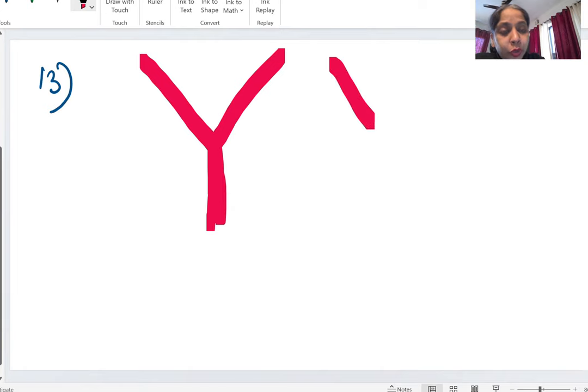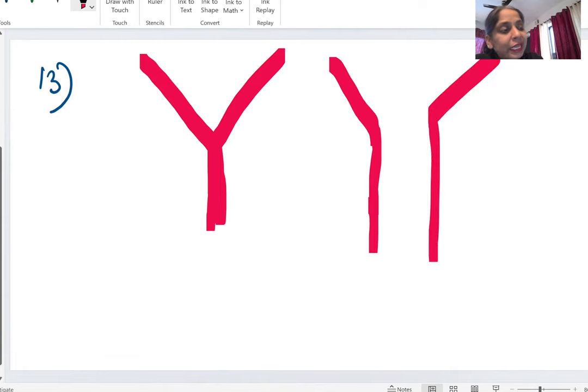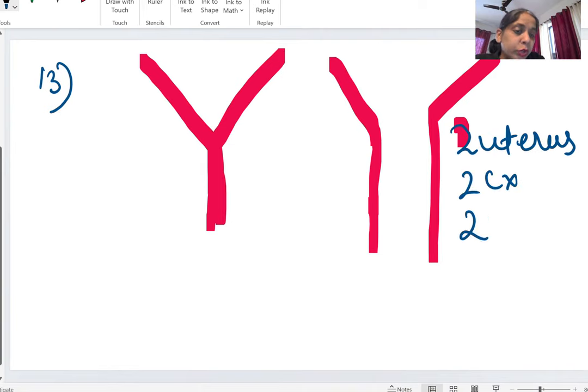If there are two uterine cavities and two cervix, two vagina, the picture is like this, then it is a case of uterine didelphys. It means two uterus, two cervix, two vagina. The answer will be uterine didelphys.